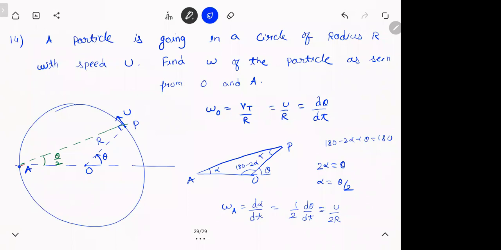So the particle is going in a circle. If you stand at the center, it is u by r. If you stand on the circumference, it is u by 2r. And you can actually see also the angle covered is smaller, so omega also will be smaller.